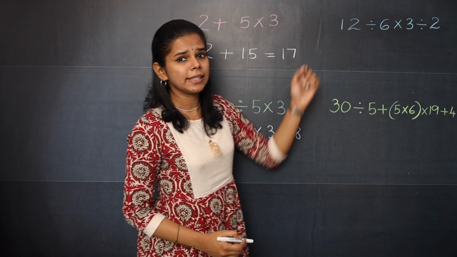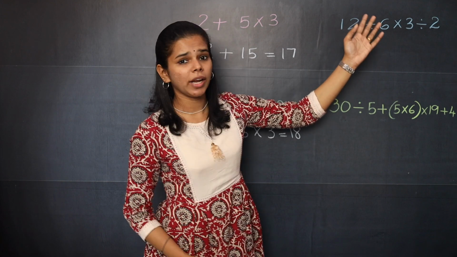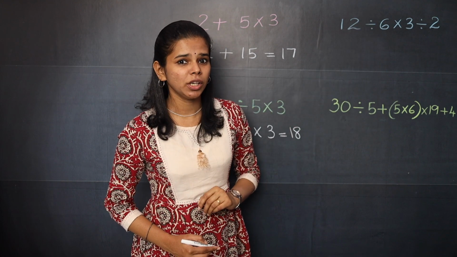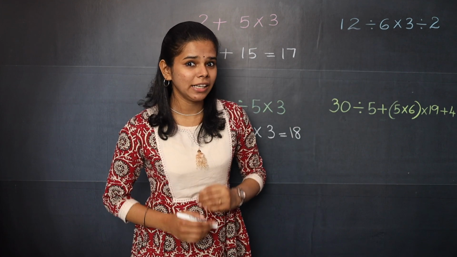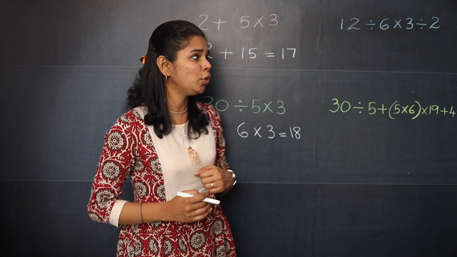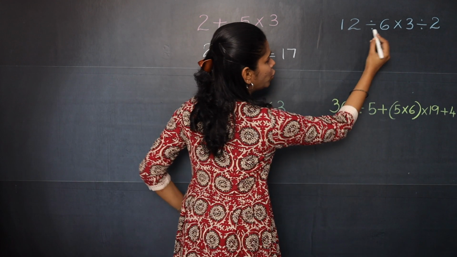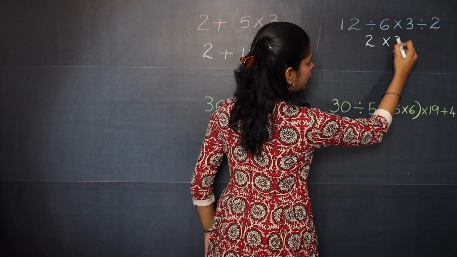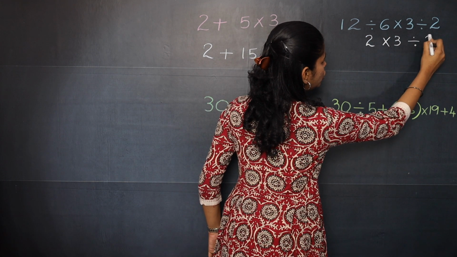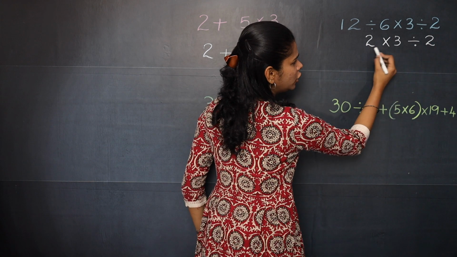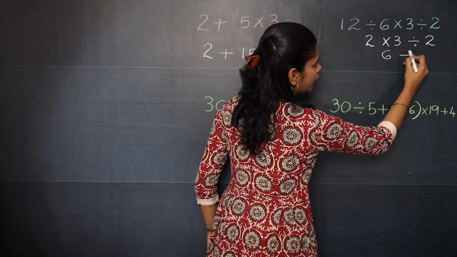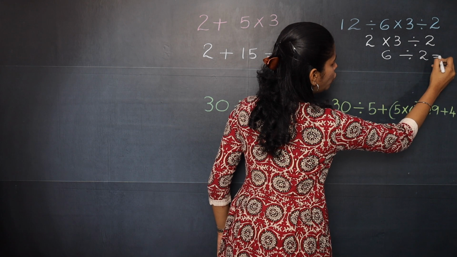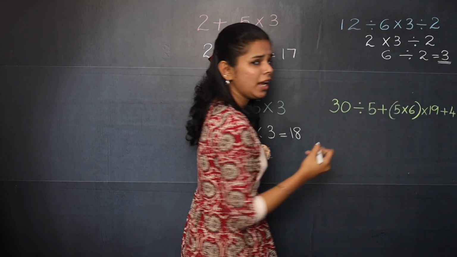In the third example, you can see division and multiplication. As I mentioned, since both of them rank equally, you should go from left to right. So when you move from left to right, you can see 12 divided by 6 is 2, into 3 divided by 2. Again from left to right, 2 into 3 is 6, divided by 2 will give you 3. So 3 is the answer.